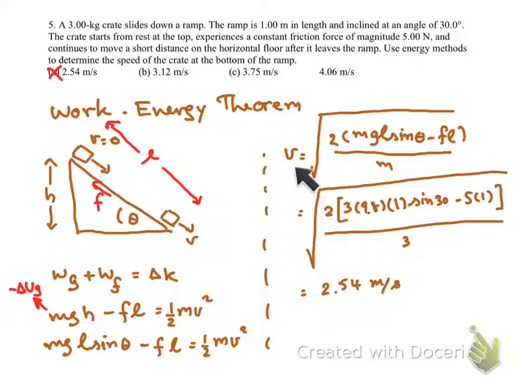And rearranging this relation, we have v equal to the square root of this term. And if we put the numerical values inside this relation, we get that v is equal to 2.54 meters per second. So we have the solution of this problem.